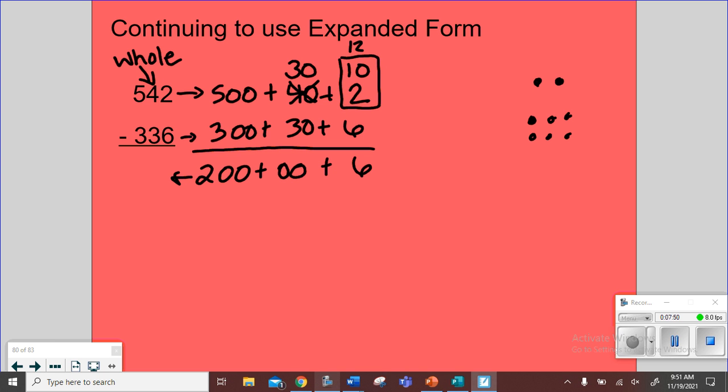Now we are going to put that number back in standard form. It's all stretched out in expanded form. What is that number put back in standard form? Ashlyn? 206.